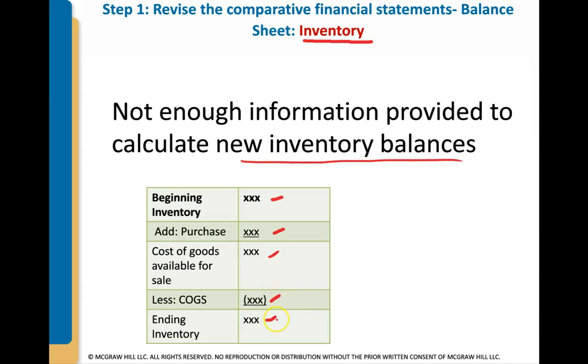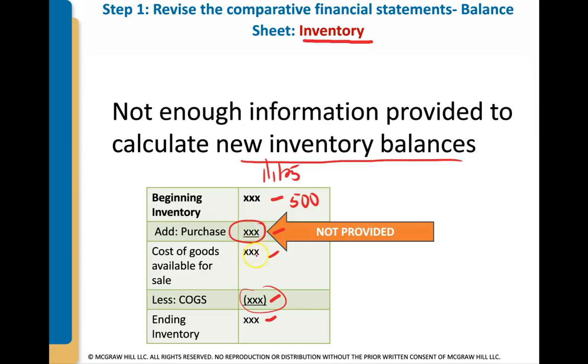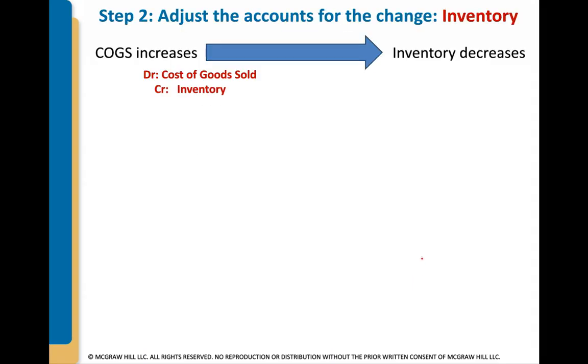plus any current year purchases, which gives you your cost of goods available for sale, minus your cost of goods sold, equals ending inventory. And we were told that our beginning inventory on 1/1/25 was $500, and we were told what the new cost of goods sold was. However, we were not told what the purchases were for each year. And therefore, we can't actually calculate the new balances that are going to be shown on the financial statements. But we do have enough information to know what adjustment we need to record in our inventory counts in our GL.